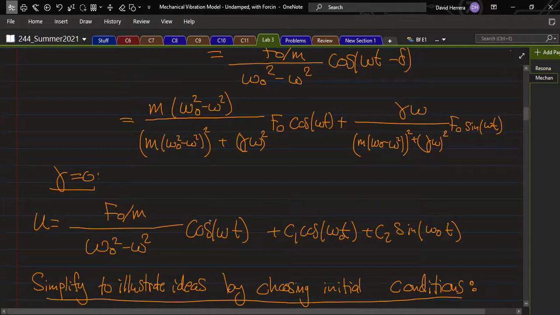We just get the cosine term, and then we have the solution to the homogeneous part here. And usually there is an e to the negative gamma over 2m times t. But again, because gamma is 0, this exponential factor disappears.